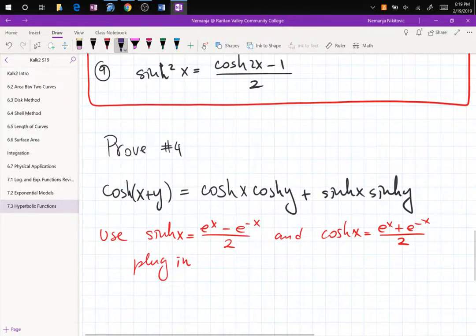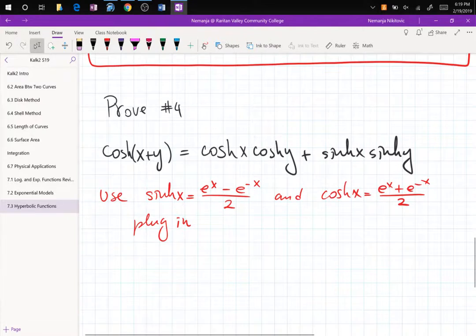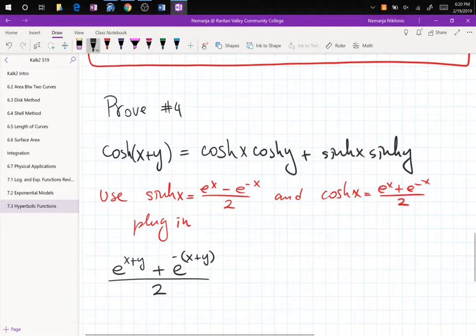Okay, so what do I have on the left hand side? Well, I don't have cosine hyperbolic x, I have cosine hyperbolic x plus y. So the left hand side becomes e to the x plus y plus e to the negative x plus y divided by 2. So that's my left hand side. And now we are asking ourselves if this is the same as the right hand side, and I put this question mark over the equal sign. Our goal is to show that they're equal.